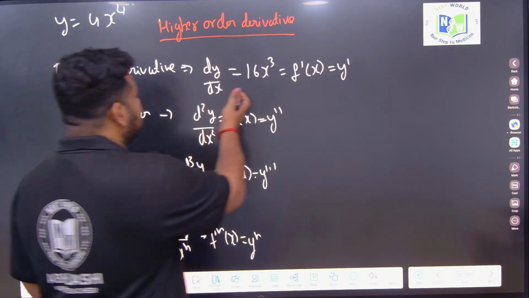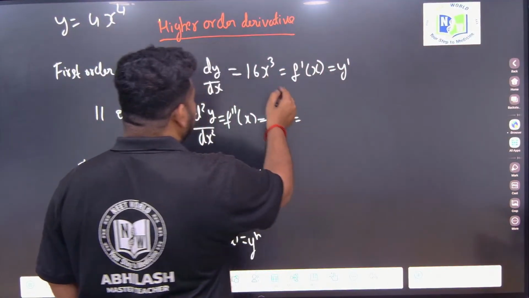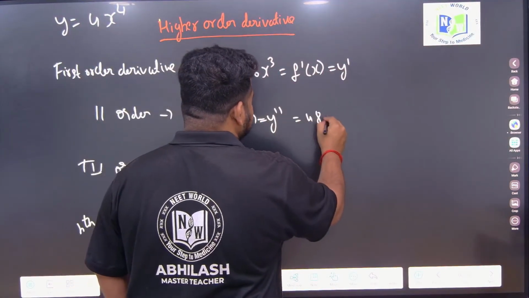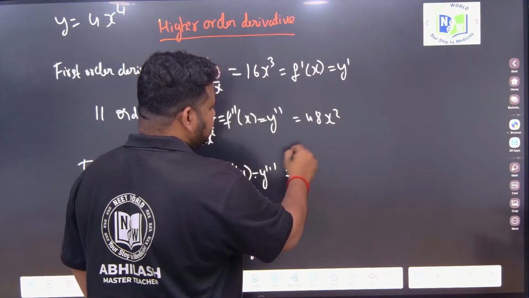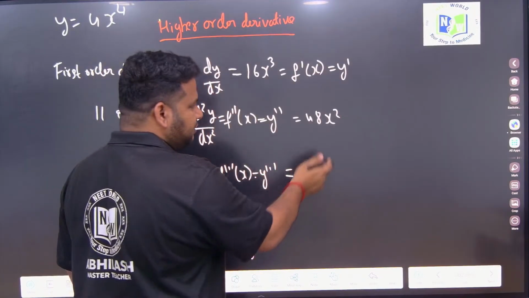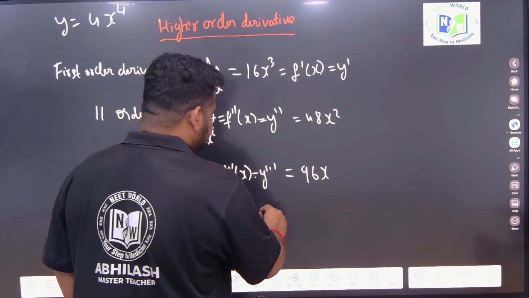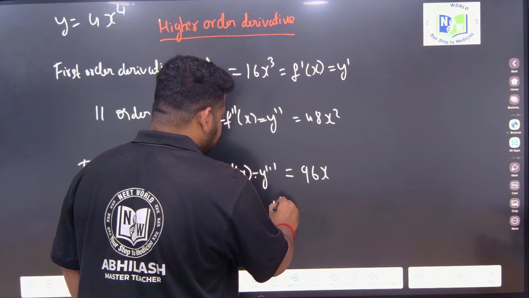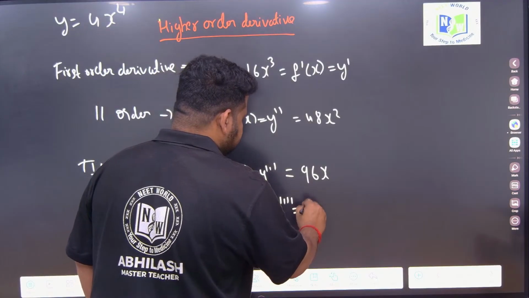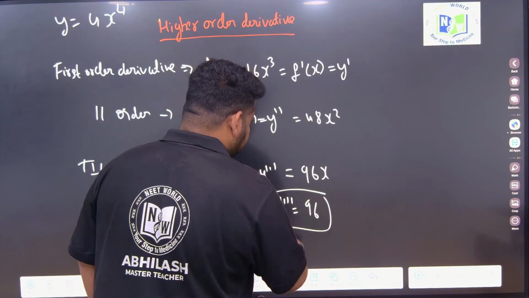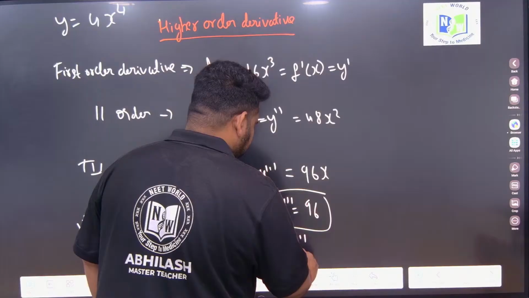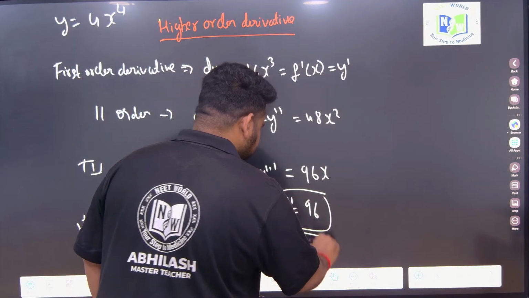So this will become 16x cube. If I differentiate again, this will become 3 into 16, that is 48x square. The third order derivative will become 2 into 48, that is 96x. The fourth order derivative will become 96, because the derivative of x is 1. The fifth order derivative will become 0, because the derivative of a constant is 0.